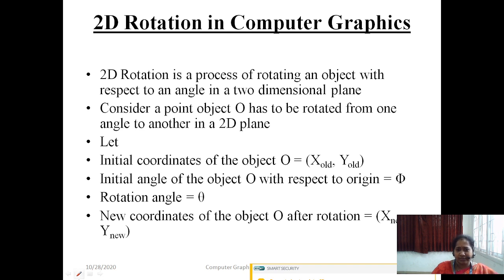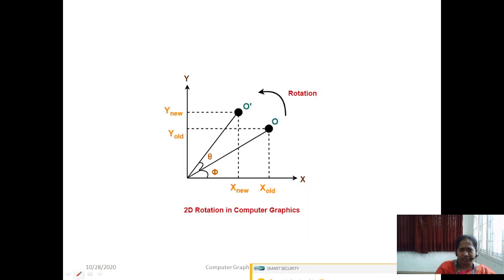So, consider a point object O has to be rotated from one angle to another in a 2D plane. Let us consider the initial coordinate of the object O is x world, y world. The initial angle of the object O with respect to the origin is phi. The rotation angle is theta. The new coordinate after the rotation is x new and y new. These are the basic terms for the 2D rotation.